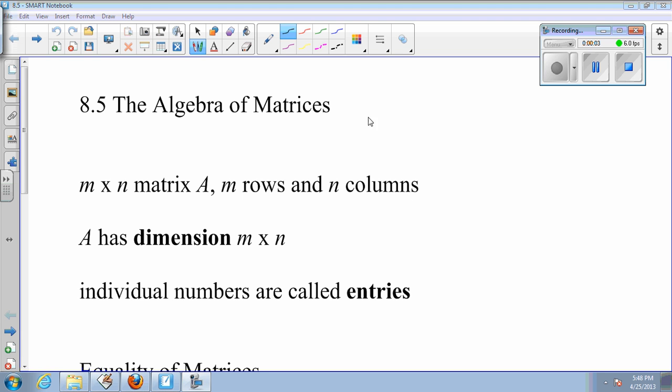8.5, the algebra of matrices. An m by n matrix has m rows and n columns, so its dimension is m by n. And then each individual number is called an entry.